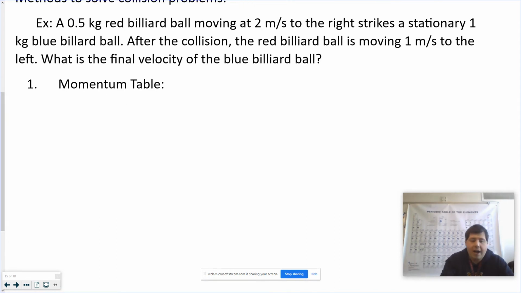So here we've got a 0.5 kilogram red billiard ball moving at 2 meters per second to the right, and it strikes a stationary 1 kilogram blue billiard ball. After the collision, the red billiard ball is moving 1 meter per second to the left. What's the final velocity of the blue ball?